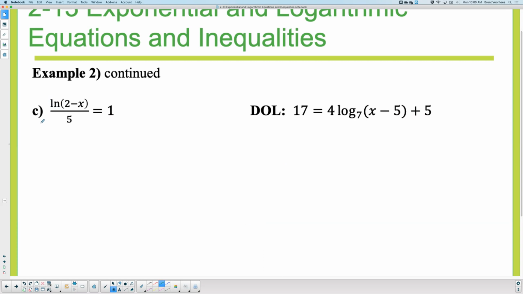It's a natural log. It's not an IN, is it? It's an LN, like Ellen DeGeneres. It's an LN, natural log. So how do I isolate this natural log? I multiply by 5. Right now it's being divided by 5. So if I multiply by 5, the inverse operation, I have natural log of 2 minus x equals 5.